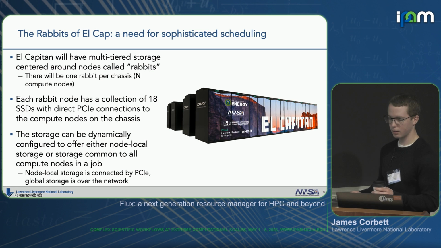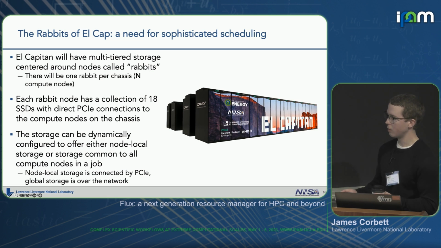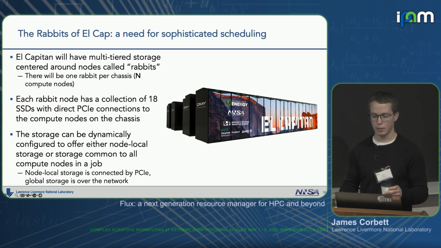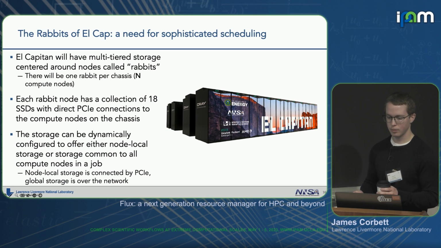A lot of the architecture details of LCAP are still closely protected. It's public that LCAP is going to have a multi-tiered storage system centered around nodes called rabbits. There'll be one rabbit per compute chassis, which contains some small fixed number of compute nodes. I believe that on our early access machines, the number is 16 or 18 compute nodes per chassis. Each rabbit node will have an AMD EPYC processor and a collection of 18 SSDs with direct PCIe connections to the compute nodes on the chassis.